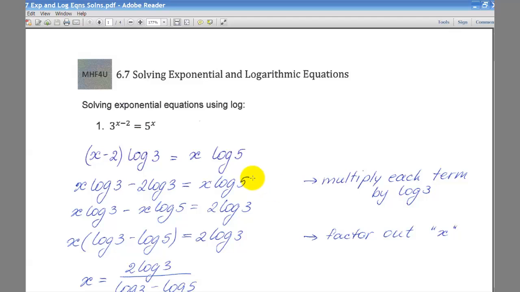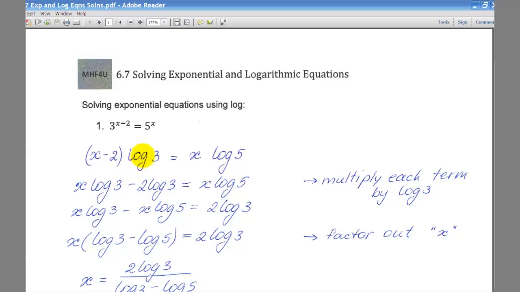Okay, so our equation number 1 is 3 to the power of x minus 2 equals 5 to the power of x. To solve this equation, we need to use the power law. We are going to take log of 3 and bring the exponent x minus 2 to the front. And we're going to do the same thing here. We take log of the base, bring the exponent to the front. And this is what we get. (x minus 2) log 3 equals x log 5.